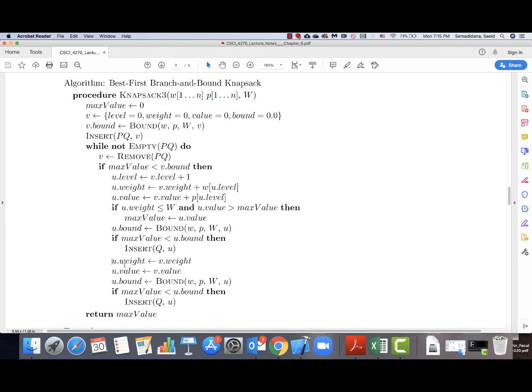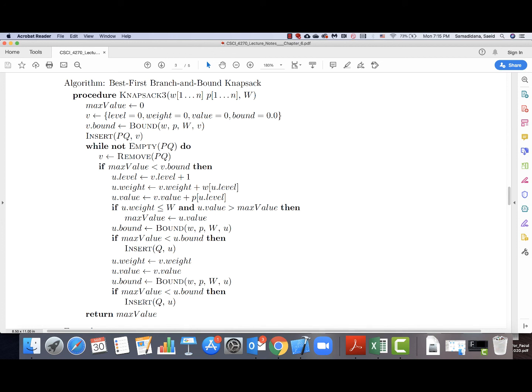This part is when we are not including this item. If we are not including this item, the weight and the value definitely don't have any changes, since we're not including that one. But now we are calculating the bound again, without this node included. Then again, we are checking if the maximum value is less than the bound of this new node, and if it is, we are going to insert it into our priority queue.